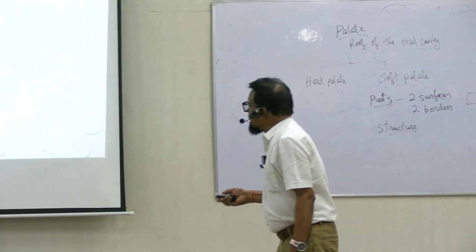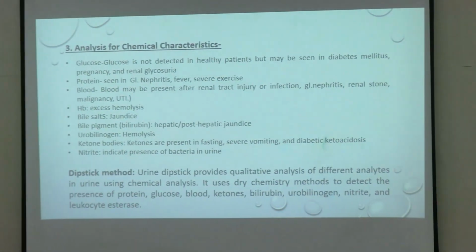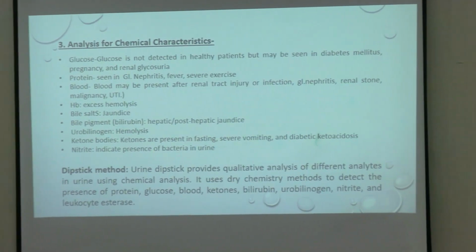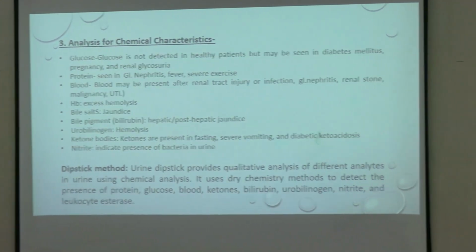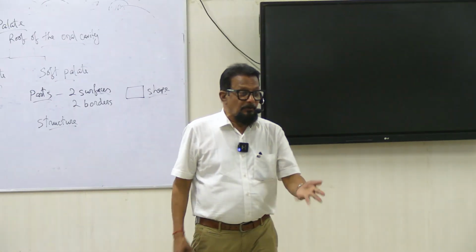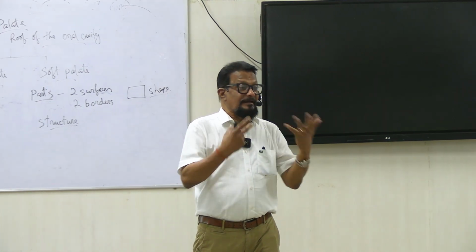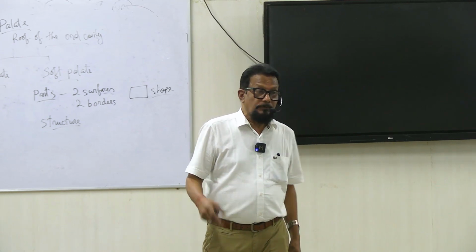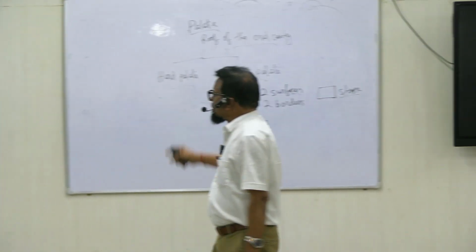Okay, so there are tests for bile salts and bile pigments. The presence of bile salts and bile pigments indicates jaundice, so by this you can say there is jaundice. Ketone bodies are seen in diabetes. In fasting and starvation, ketone bodies are formed. In severe exercise, they are formed. In pregnancy, they may also be formed. So ketone bodies indicate these conditions.